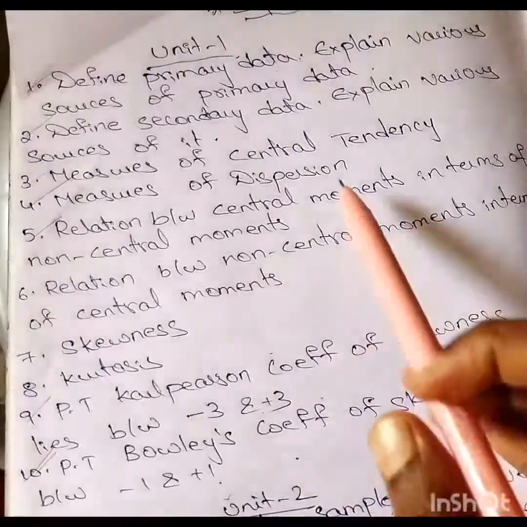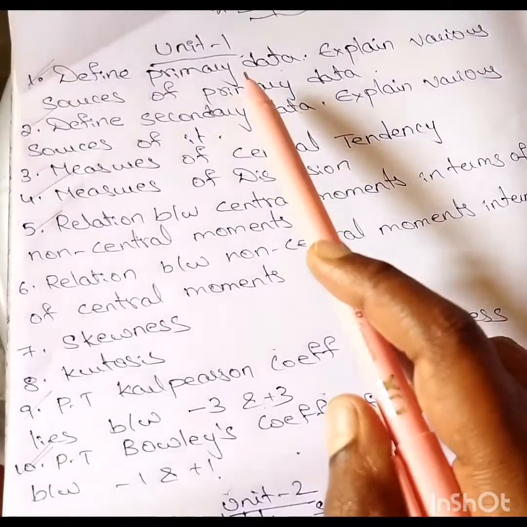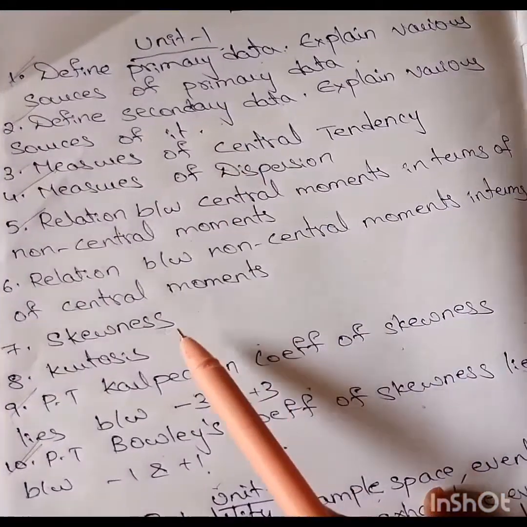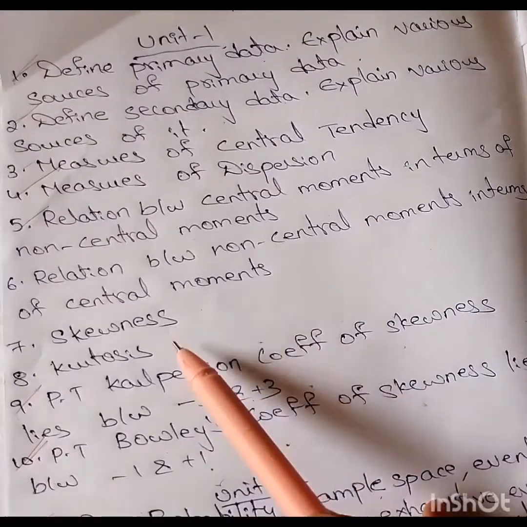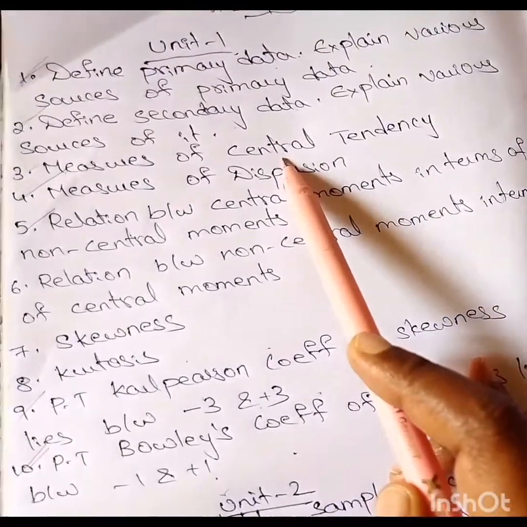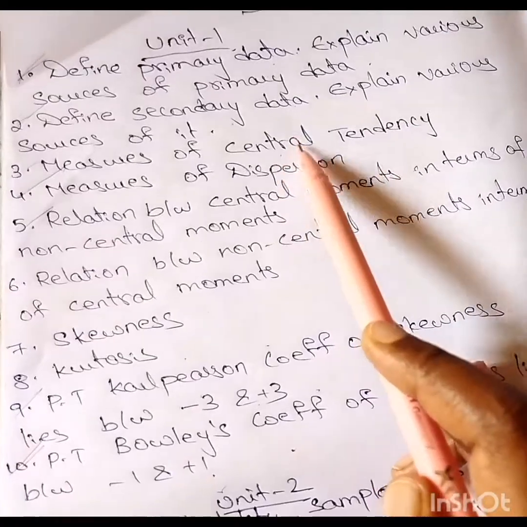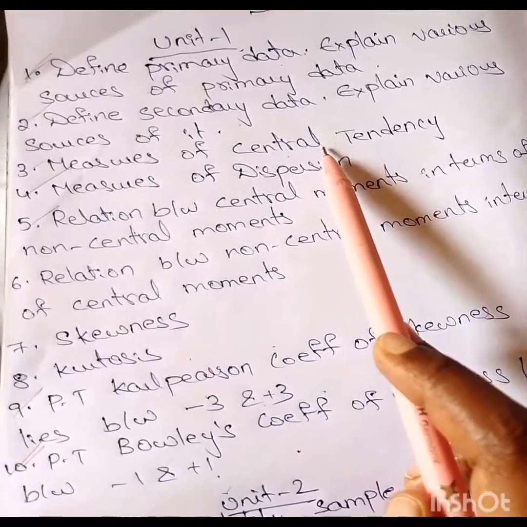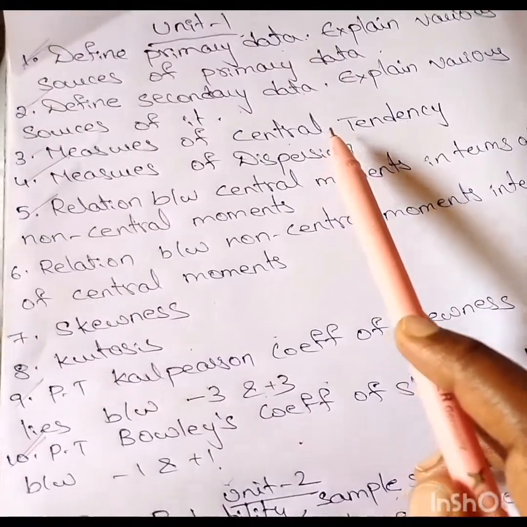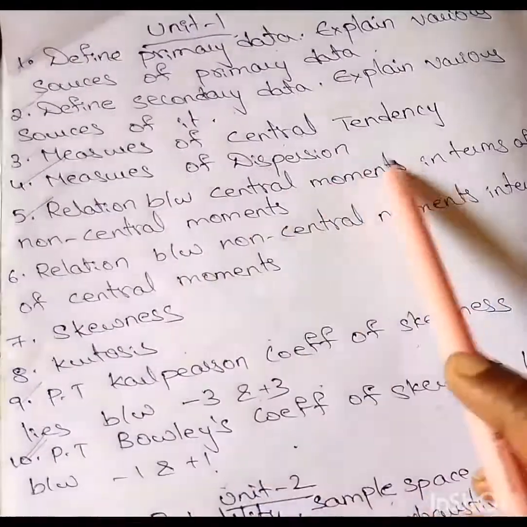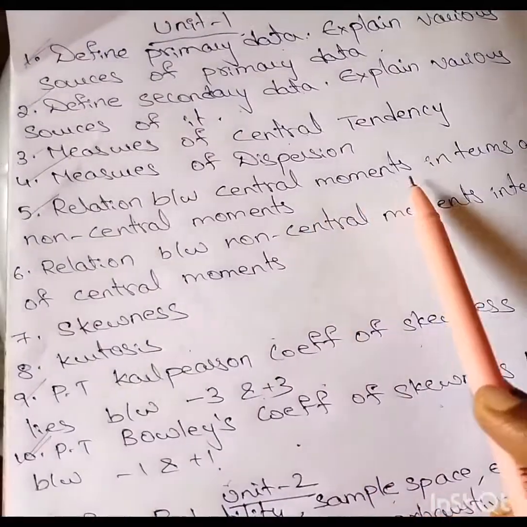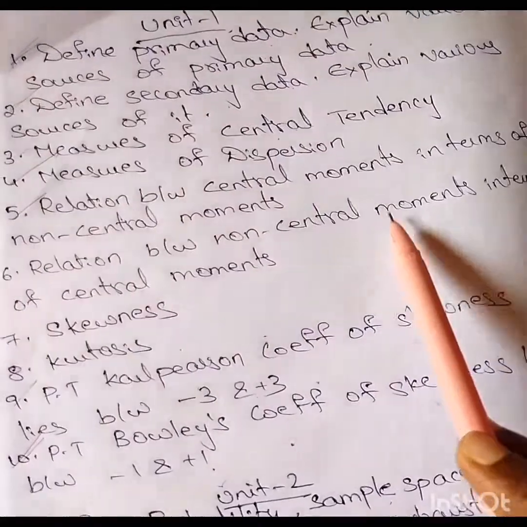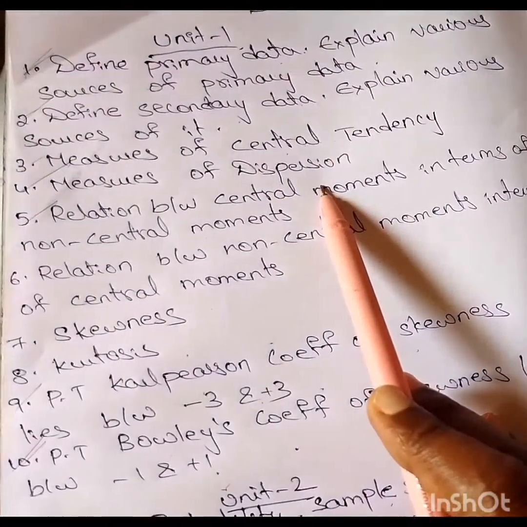And for short answers, define primary data, secondary data, skewness, kurtosis. Along with this, in central tendency you are having arithmetic mean, median, mode, like those subtopics. So they might ask you to find the arithmetic mean of given data, or else find the mode of given data, or find the median of the following data. So like that they may ask you the problems.